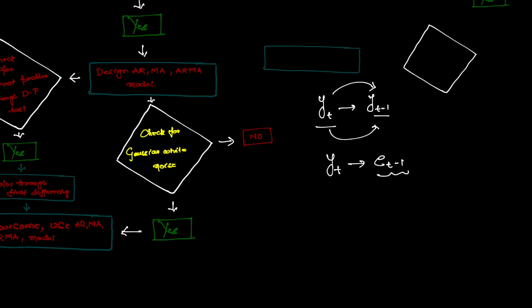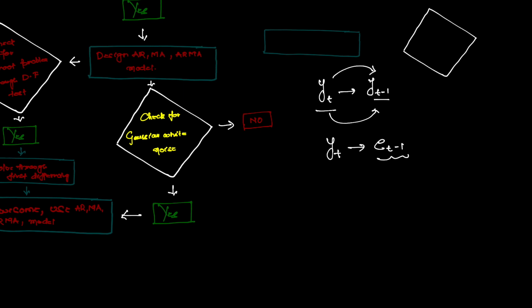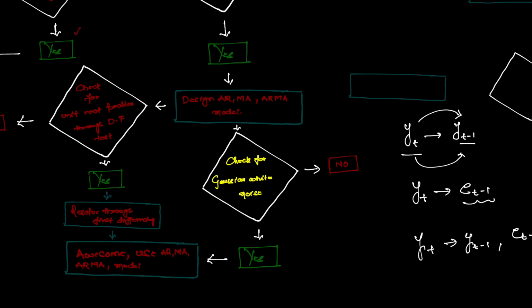Okay. MA model, when yt is dependent upon the previous error term in forecasting, that is called moving average model. Okay. An ARMA model is when yt is dependent upon both the previous value, it could be yt minus 1, yt minus 2, yt minus 3, or the previous forecasting error, it could be et minus 1, et minus 2, et minus 3. Okay, so you design AR model or ARMA model or MA model.